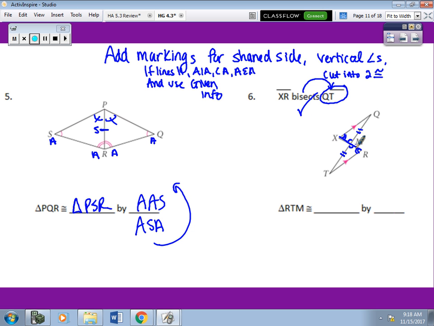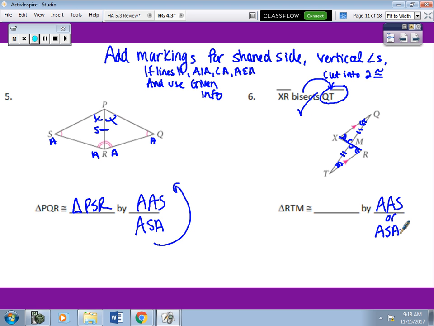So let's see, this angle R is alternate interior angles with angle X. If you do it that way, it's angle, angle, side. If you were to mark also that T is congruent to Q, sorry this is so small, you can. Those are also alternate interior angles. In that respect, you would get angle, side, angle. So I'm going to put AAS or ASA. So it really depends on the markings that you would put in the picture.